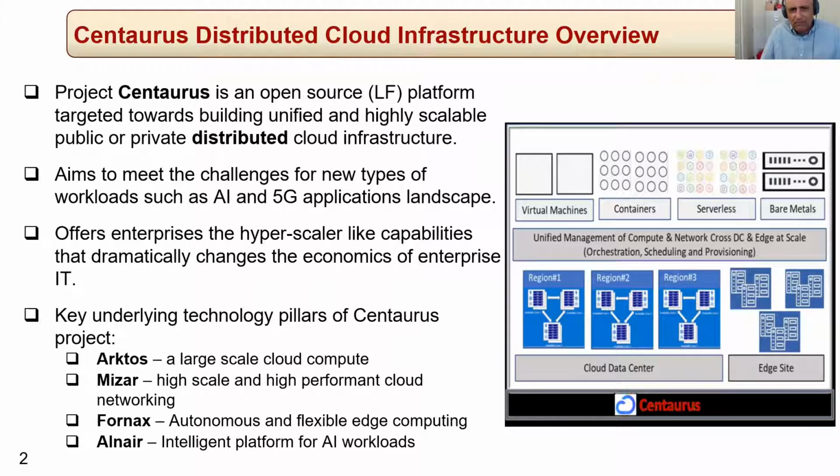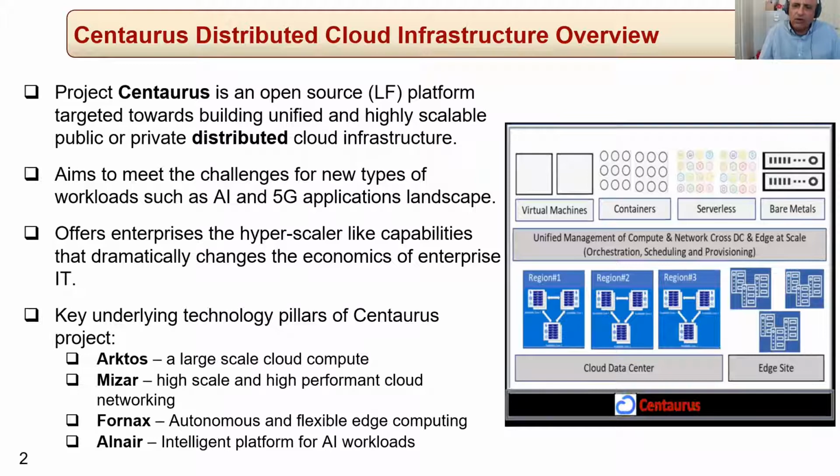Keep in mind this is a whole distributed cloud infrastructure. It's not just one giant cluster cloud, but, keeping the edge cloud in the mix, how would you manage thousands of clouds as part of your cloud infrastructure? That's the distributed cloud infrastructure I'll be talking about. It aims to meet the challenges of new types of workloads such as AI, 5G, and the application landscape.